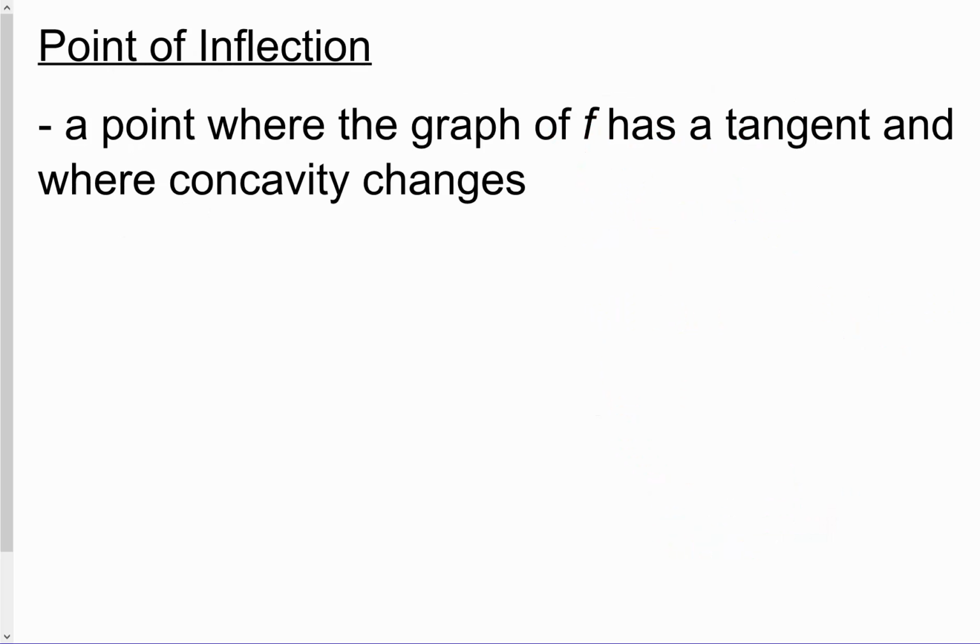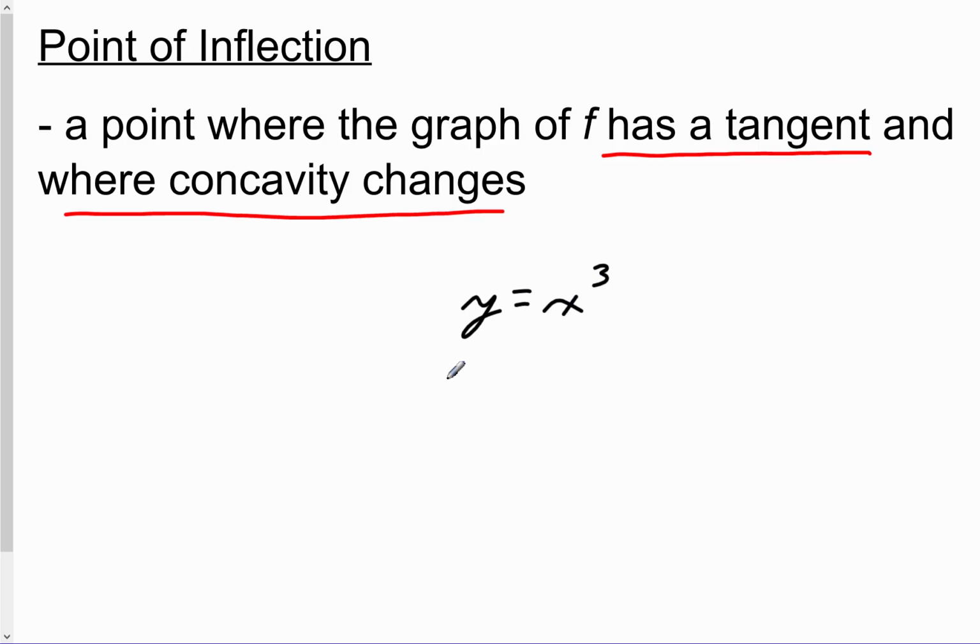A point of inflection is related to this. This is where the graph of f has a tangent, and that is key, it must have a tangent there, and where concavity changes. So, for example, looking at the x cubed function again, I know that a tangent exists at x equals 0 because x cubed is differentiable everywhere. And so I can find the first derivative there.